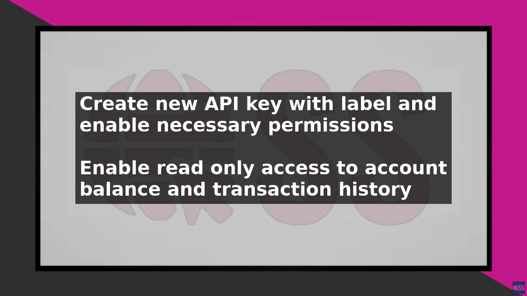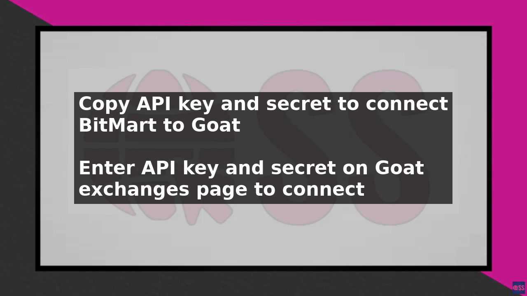Once you have generated the API key, you will need to copy the API key and the API secret. These will be used to connect BitMart to Goat. On the Goat platform, navigate to the Exchanges page and click on Add Exchange.